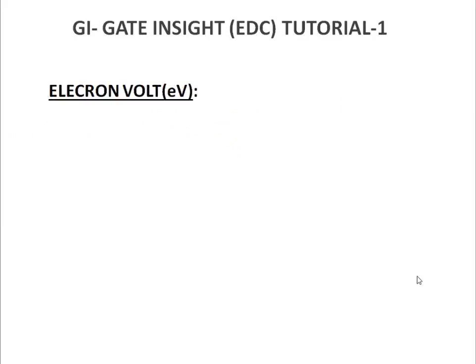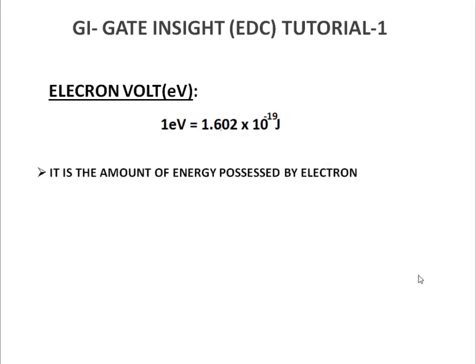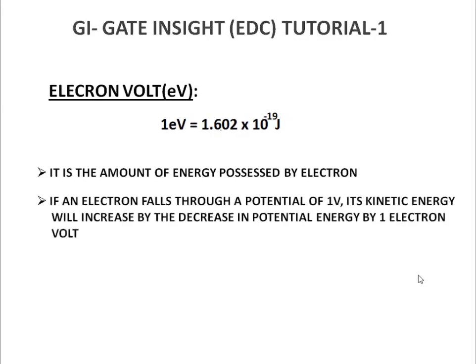What is electron volt? Electron volt is denoted by the symbol eV, and 1 electron volt is equal to 1.602 × 10^-19 joule. Here joule is the unit, which means that it's a form of energy. So it is the amount of energy that is possessed by an electron. Its definition is, if an electron falls through a potential of 1 volt, its kinetic energy will increase by the decrease in potential energy, by 1 electron volt.